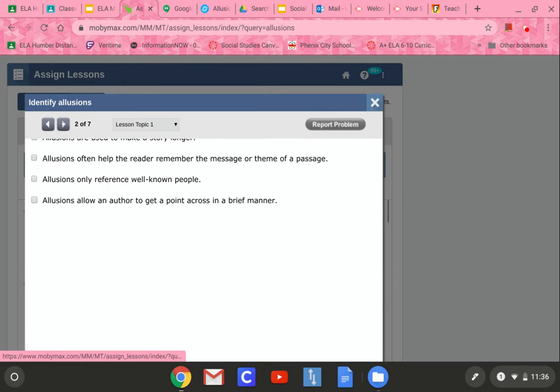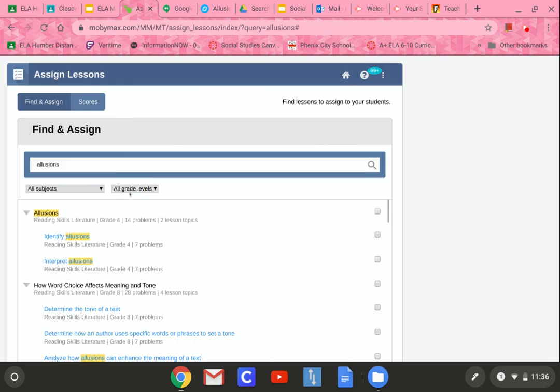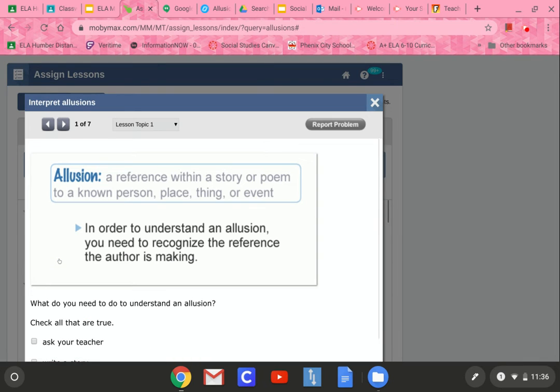And when I say 7 pages, it's one question. I should probably just say 7 questions. Which statement about illusions are true? All of these answers are located in the Nearpod. So you can refer back to the Nearpod if you forget an answer to the question. Okay. So same thing with this. 7 questions here for a total of 14 questions.